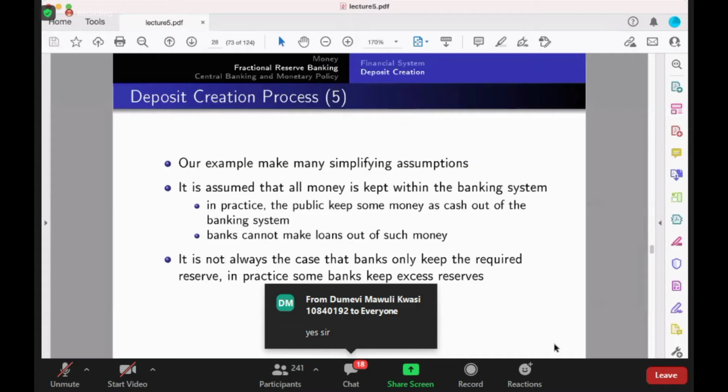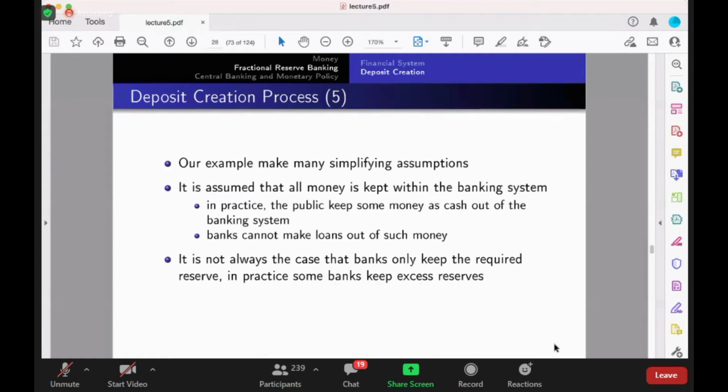Sewa, I will go over it once more. What we are saying is simple. If you want to know how much money will be made, just take 1 divided by the required reserve ratio, and it will give you the money multiplier.